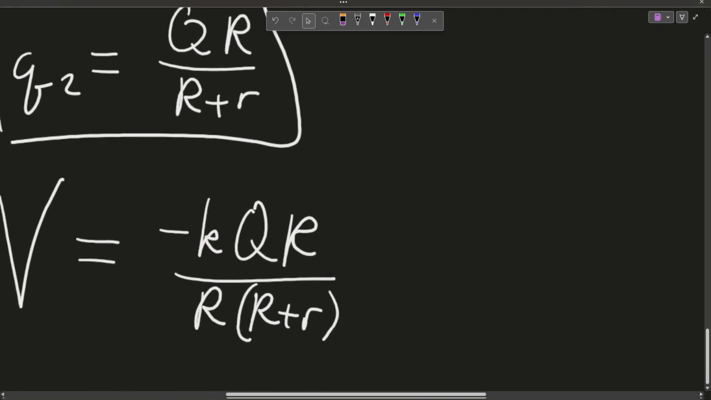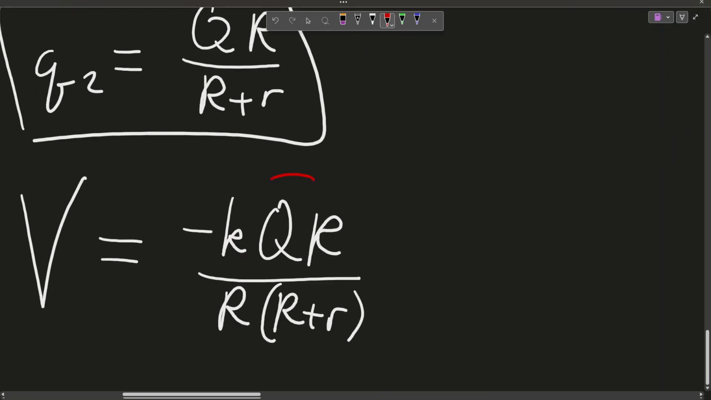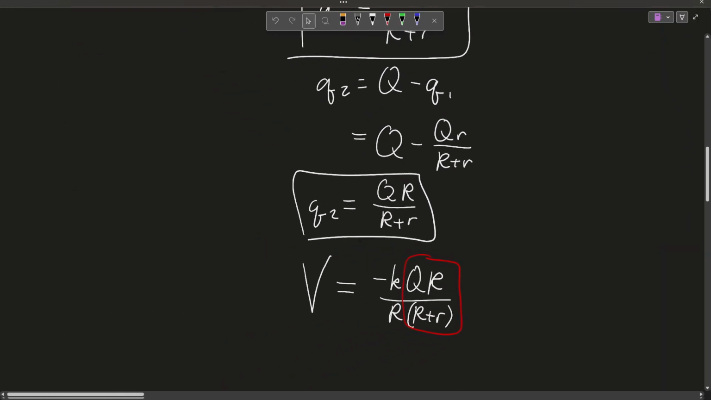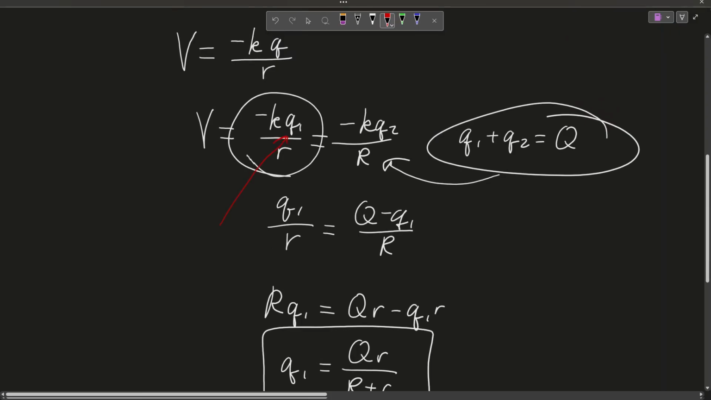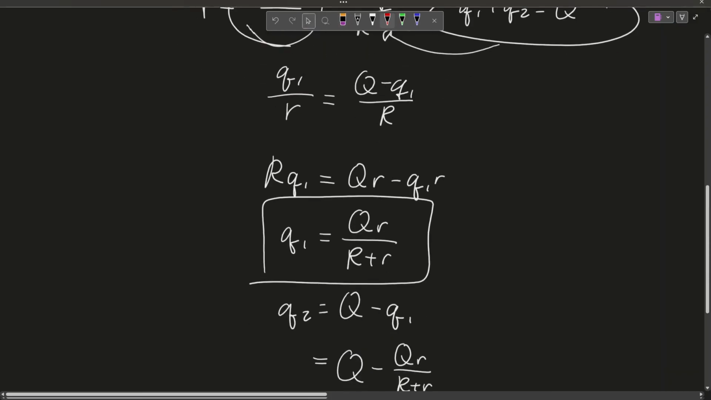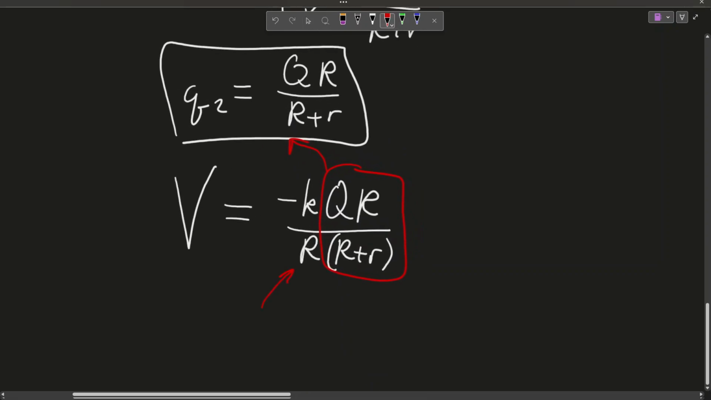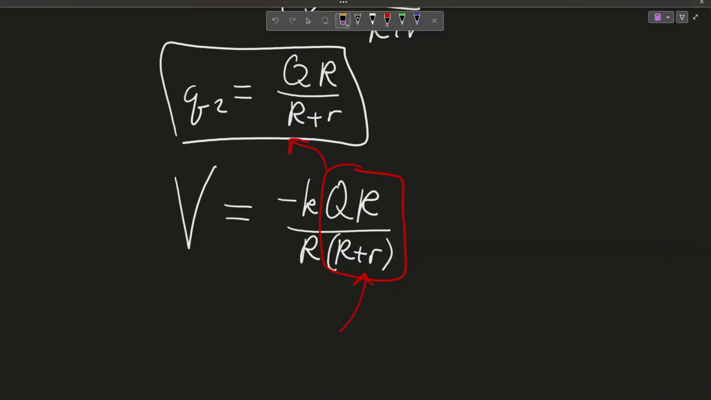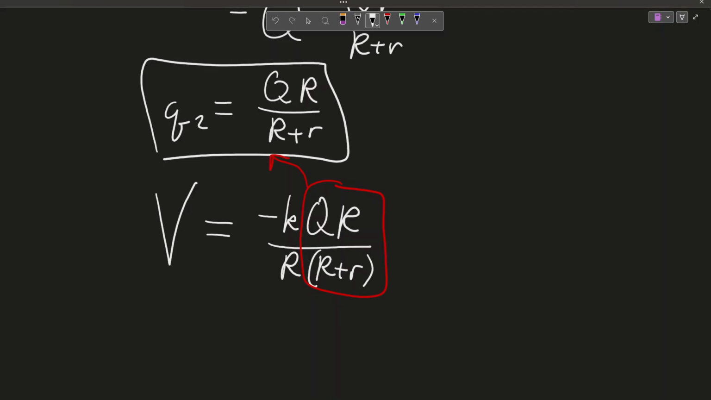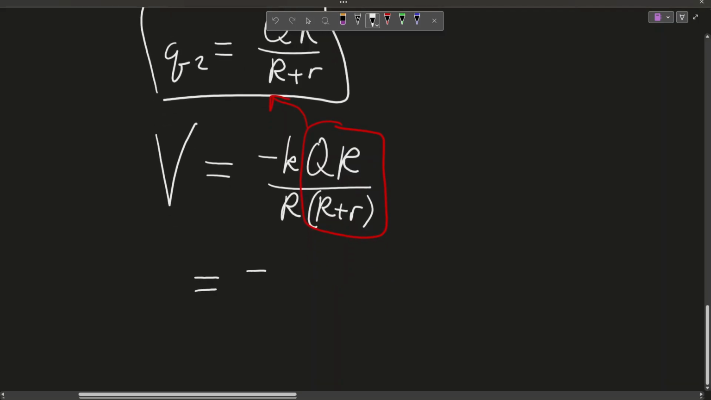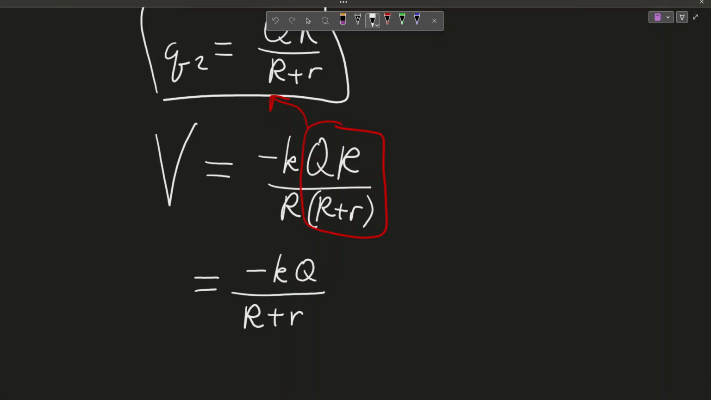That might have been a little bit confusing, but you can see this chunk right here is just the Q2, and that's replacing the Q1 in this equation. And then we just have negative k over R, and this R must be, of course, the same radius corresponding to whichever sphere we use the charge for. Since we used Q2, which was the big R sphere, we have to use the big R in the denominator. Then we can simplify this a little bit to find that the voltage is equal to negative kQ over (R plus r). There we go.